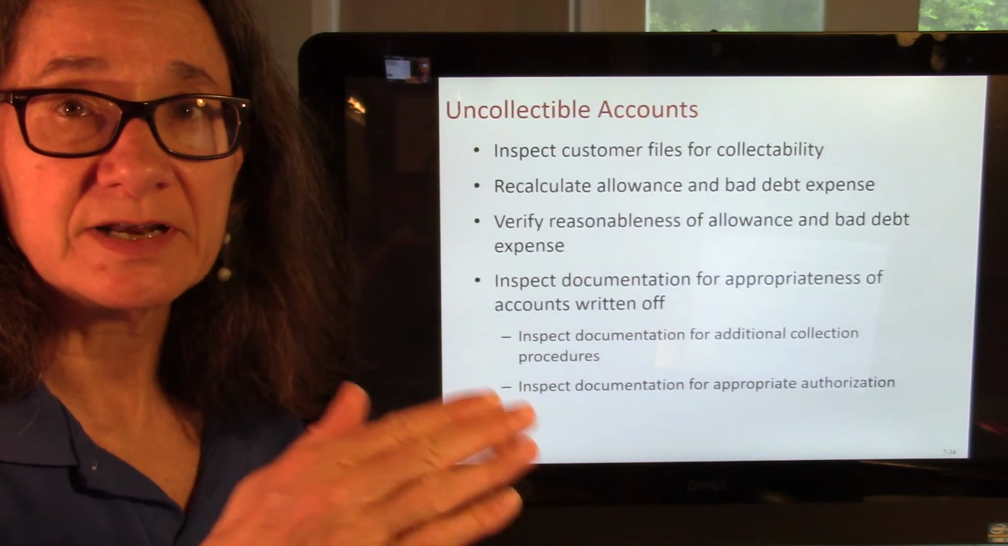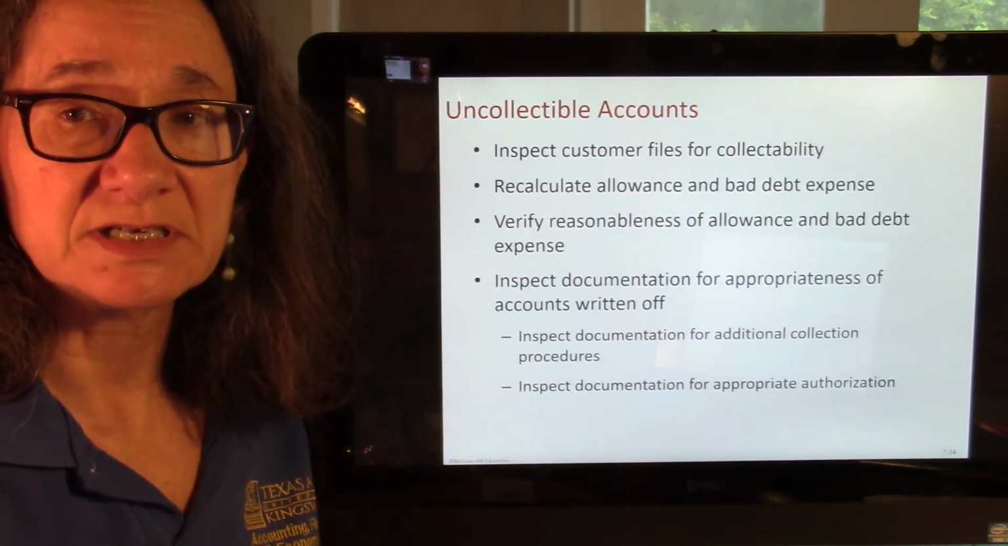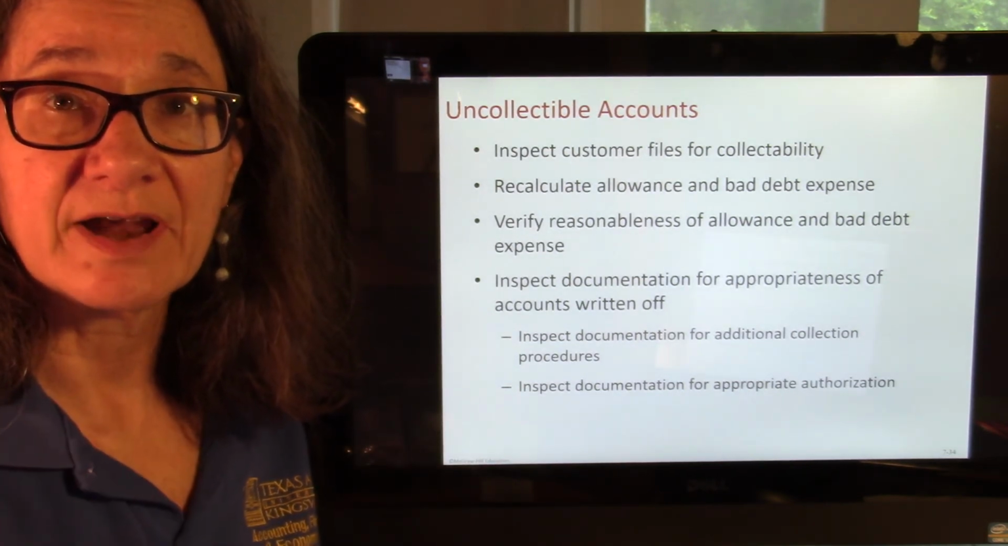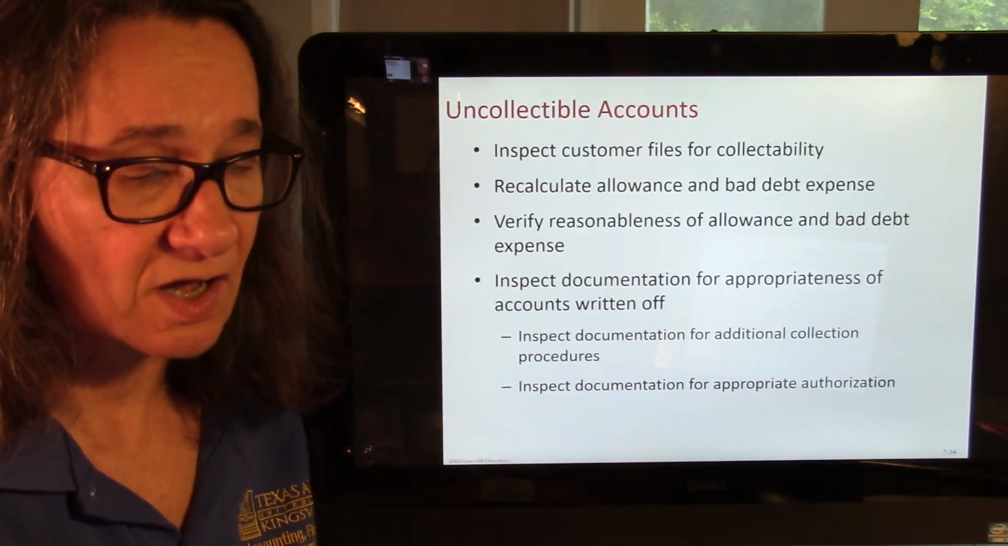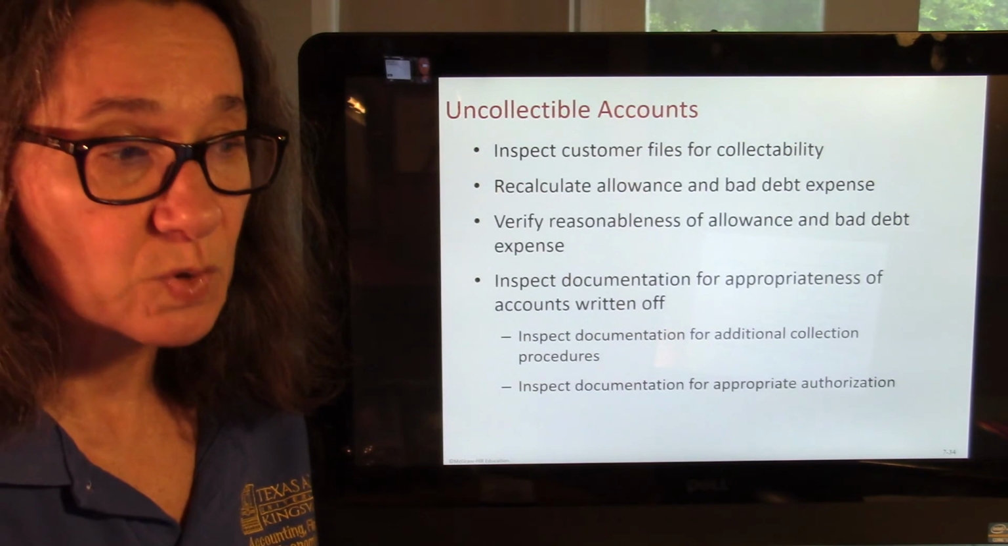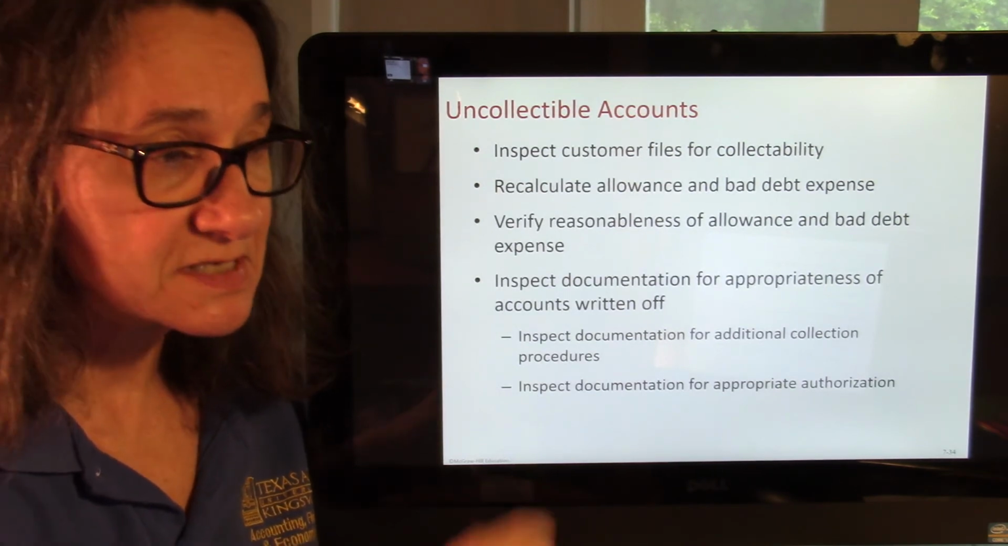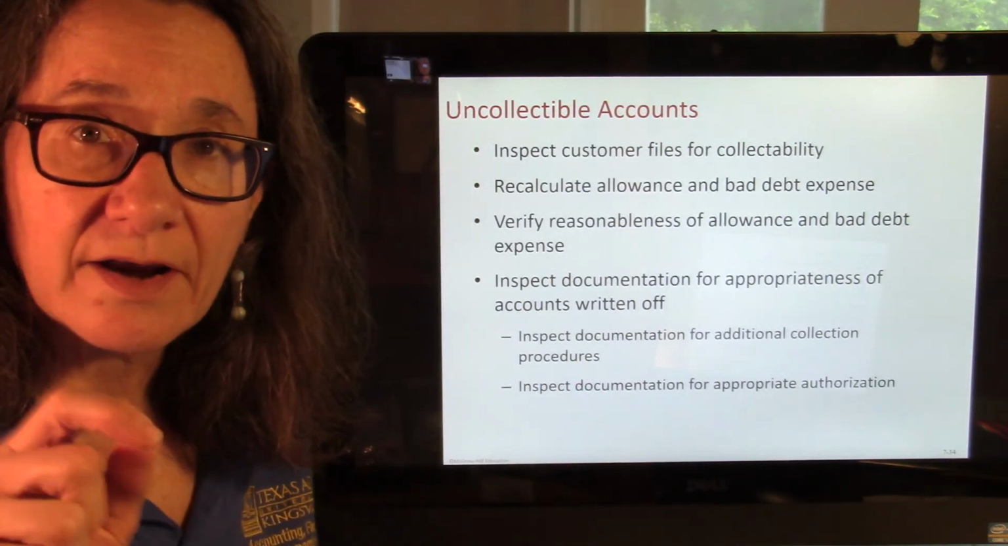Make sure they have a process in place. Oh, after 30 days, we try to contact them. After 60 days, we send a notice. After 90 days, we write them off. And just that there's some procedure in place for writing things off. And it's important that there be specific authorization to write off.